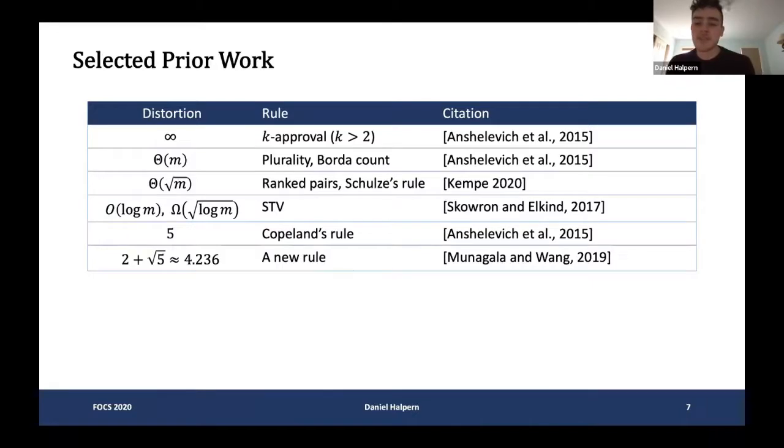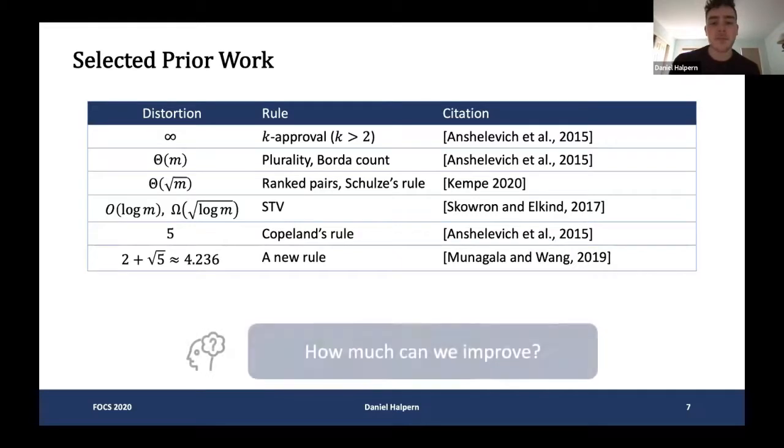Even in 2015, when Anshelevich et al. first introduced this model, pretty amazingly, they proved that a certain voting rule, namely Copeland's rule, has constant distortion. So no matter what the metric space is, no matter what the rankings are, the candidate chosen by Copeland's rule will always have cost at most a factor of 5 away from the optimum. And for a long time, this was actually the best that we thought we could do. And it wasn't until a pretty amazing paper last year by Munagala and Wang that they broke this barrier with a brand new rule that achieves distortion about 4.2.